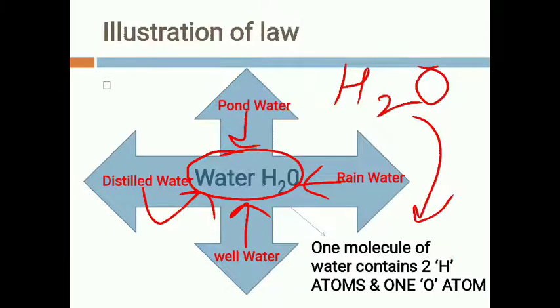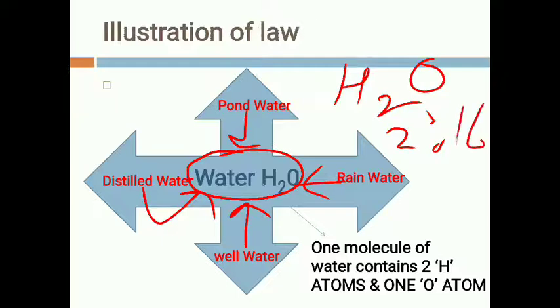For example, we know the mass on the AMU scale. For water, hydrogen is 1 AMU, so 2 hydrogen is 2 AMU, and oxygen is 16 AMU. So you can say that in water, hydrogen and oxygen are present in the ratio 1:8, and this ratio always remains fixed for water.